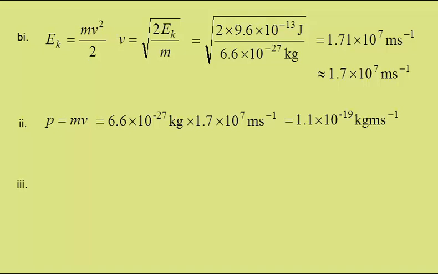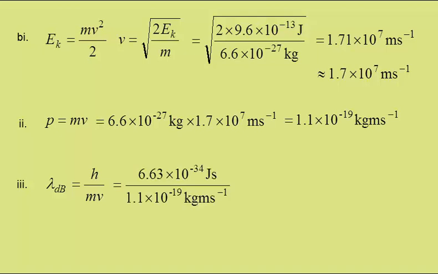In part 3, we need to find the de Broglie wavelength of the alpha particle. Well, de Broglie wavelength is given by the Planck constant over momentum. Putting in the values for the Planck constant from the formula sheet, and the momentum found in part 2, gives a wavelength of 5.9 times 10 to the minus 15 meters.